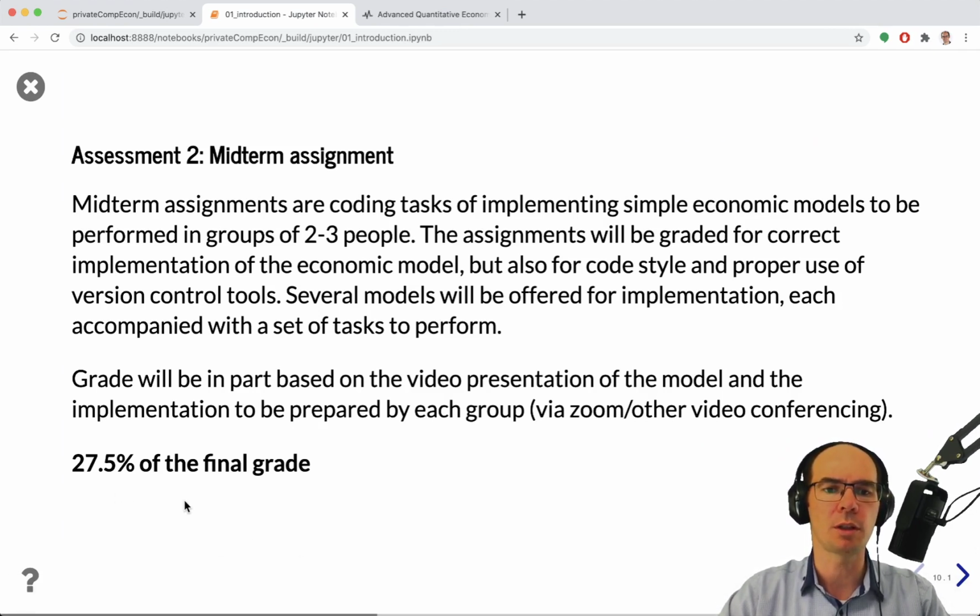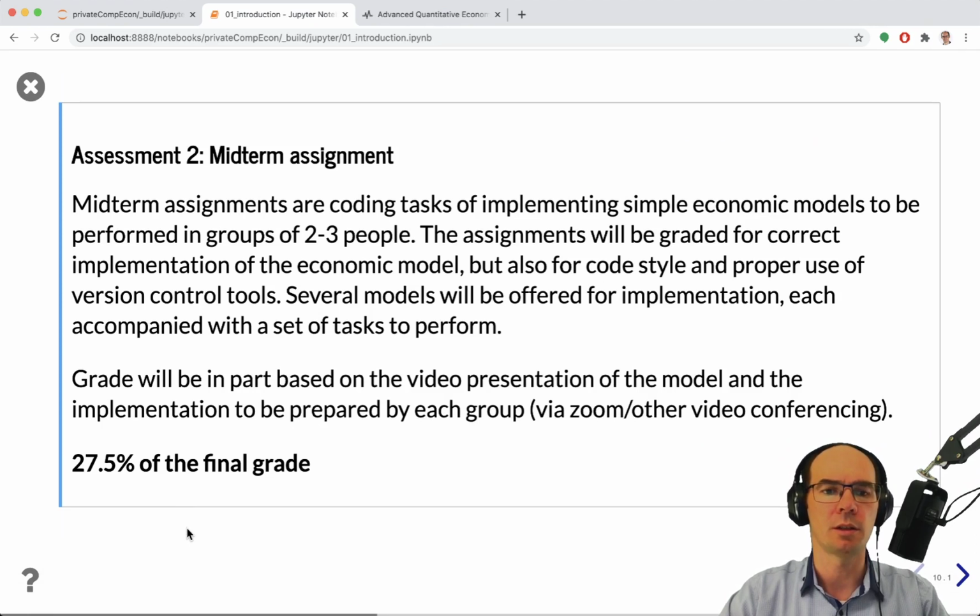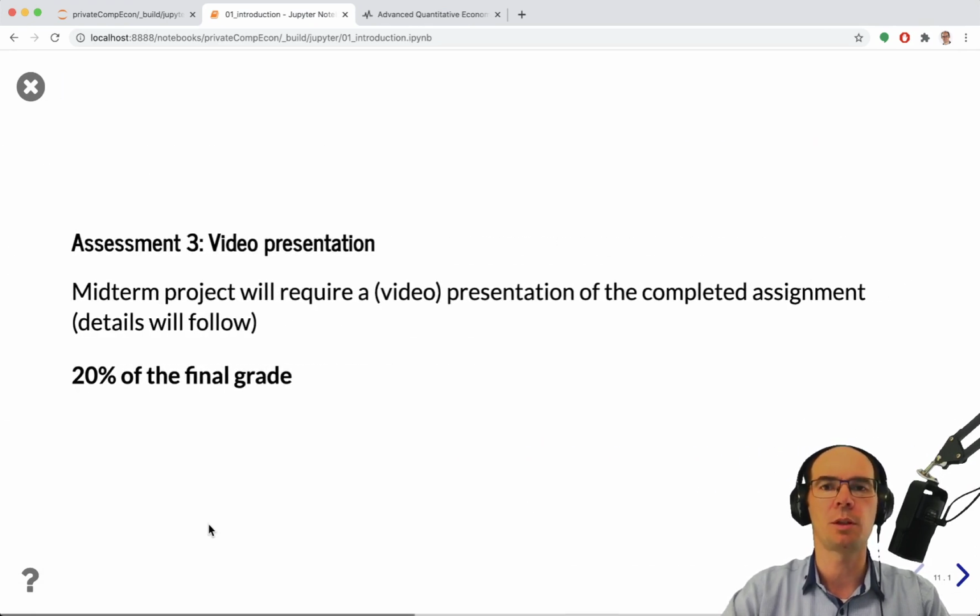Now, 27.5% will be the weight of the grade for coding and implementation of the economic model. And on top of that, 20% of the grade will be about video presentations. So you're supposed to not only complete the assignments in the notebook and write the code, but also talk about your work in a similar way as you see now. Although, of course, the video setup is not important at all. So just a screencast with your explanations of the logic of why you did this or that will be sufficient.